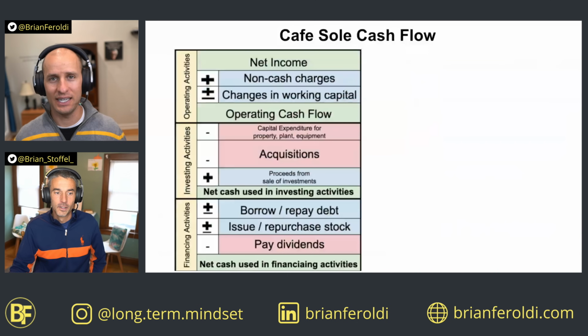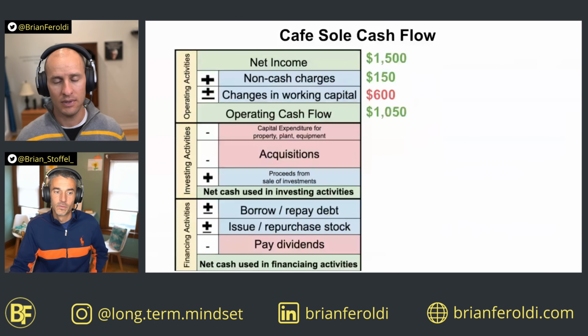But if we look at the entirety of the cash flow statement, here's what we see. You started out with $1,500 in net income. You had $150 in positive gain due to non-cash charges. You had $600 in negative cash due to changes in working capital. And that gave you operating cash flow of $1,050.